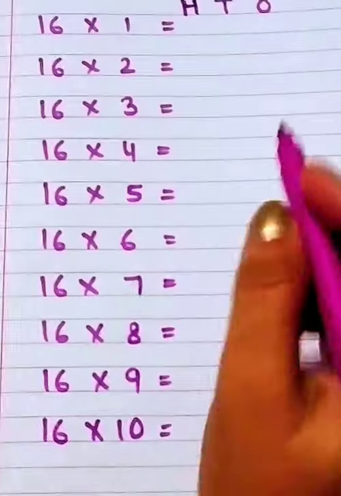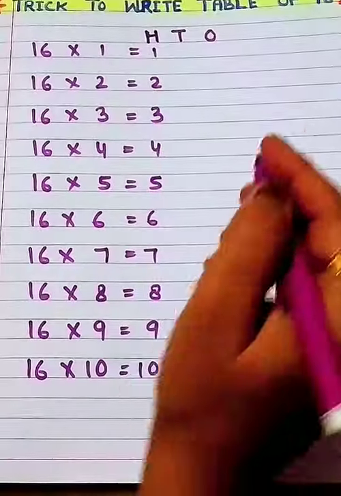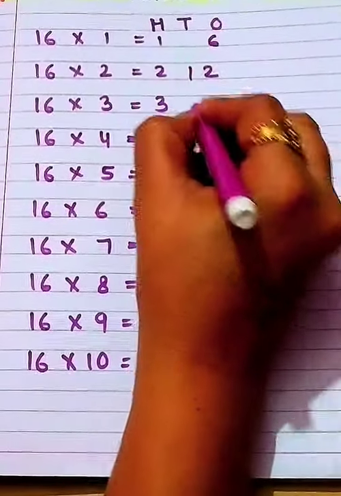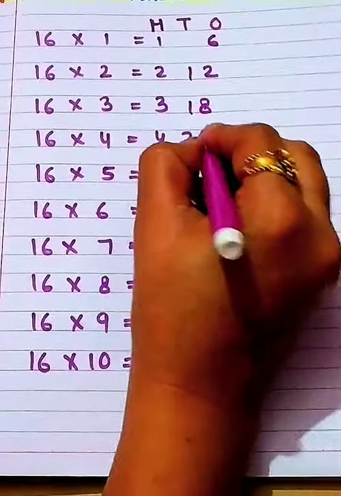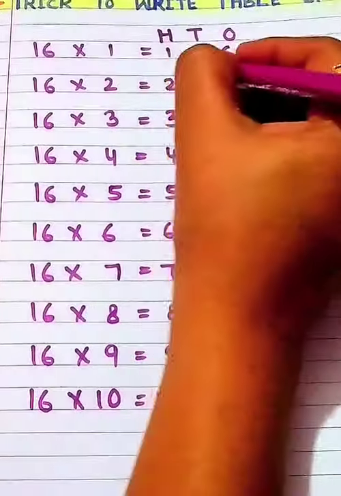Trick to write table of 16. First we will write 1 to 10 counting. Then we will write table of 6. After that, add the tens place.